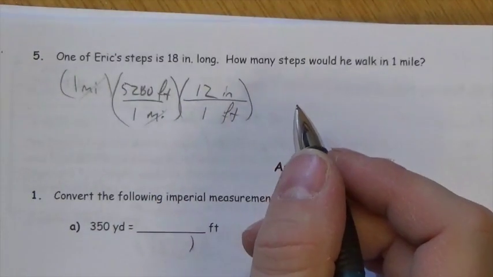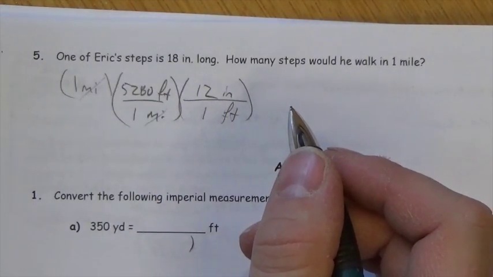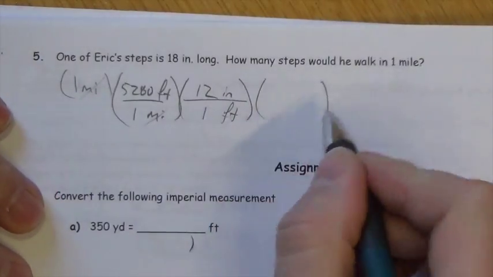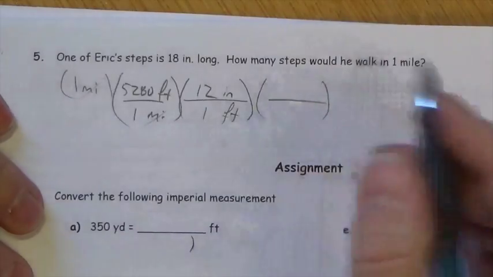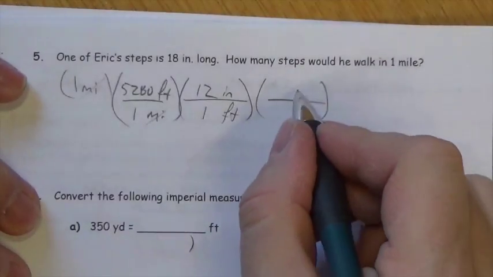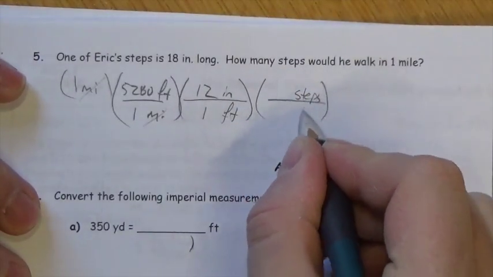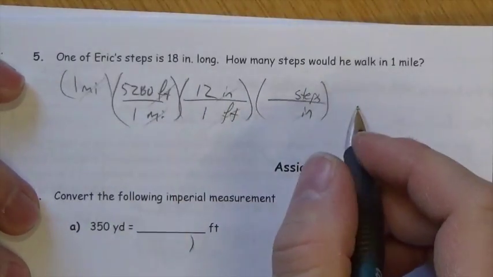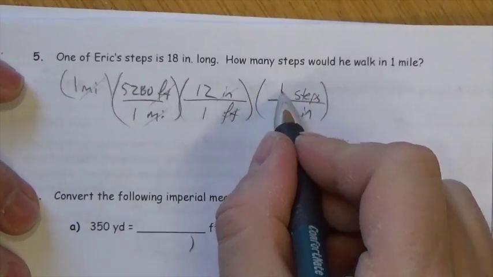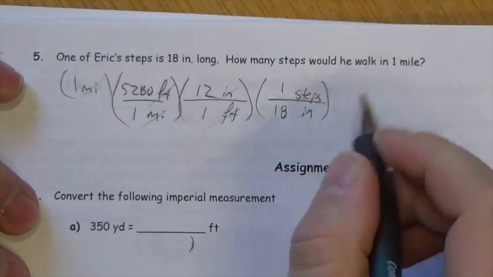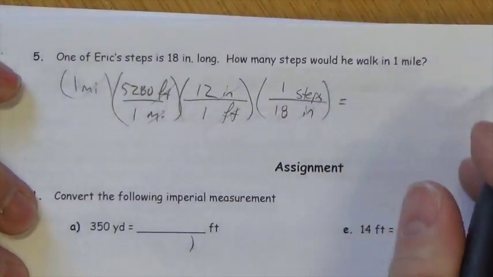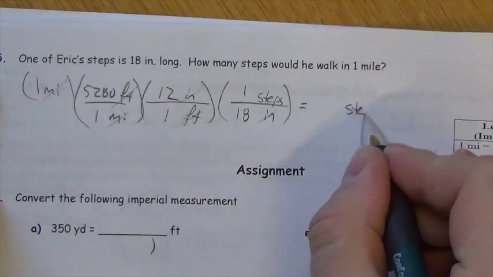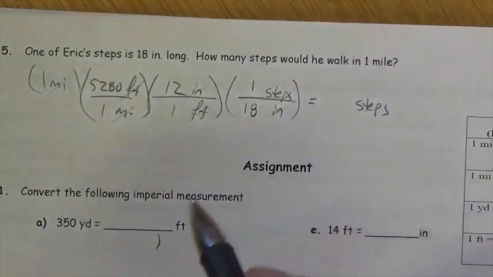Now that still doesn't answer the question, because really what I wanted to do is convert this into steps. And so I'm going to introduce another conversion factor here, steps and inches. So here the feet will cancel, and now the inches will cancel. And watch how this works here. This time 1 step is 18 inches. Now when I plug this all in and evaluate it, I'm going to be left with just the units steps.